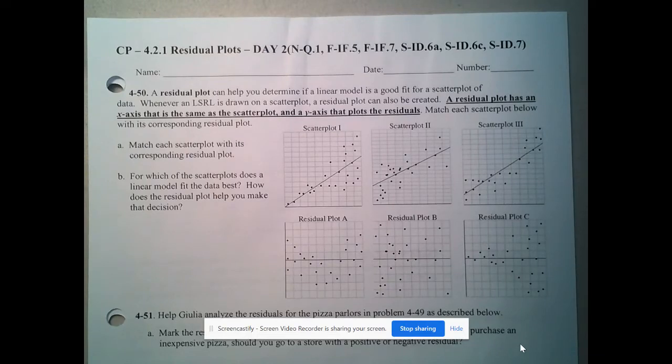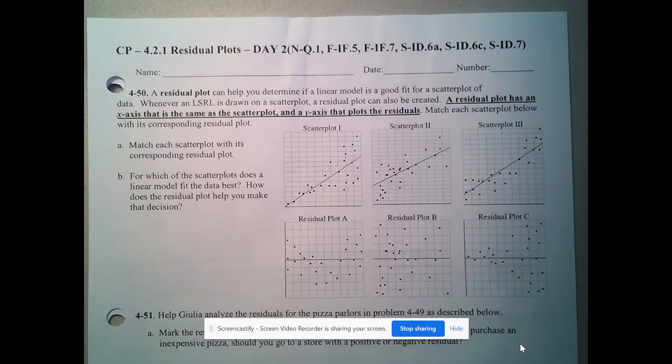All right, so this is day 2 of residual plots, and really day 1 didn't introduce you to much of the residual plot itself. We went back over how to enter your data, how to fill in your residuals and get the least square regression line, the scatter plot. And so today's really going to be that next step of understanding what the residuals really mean.